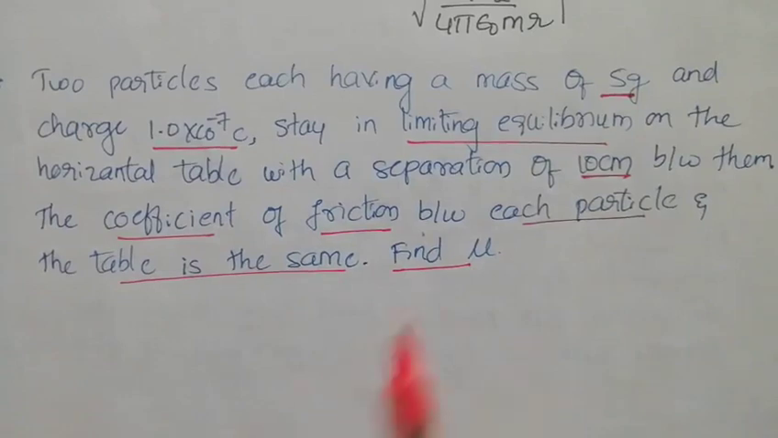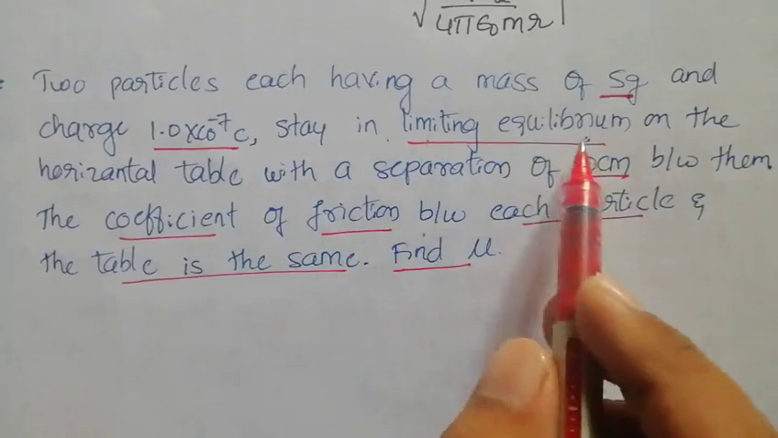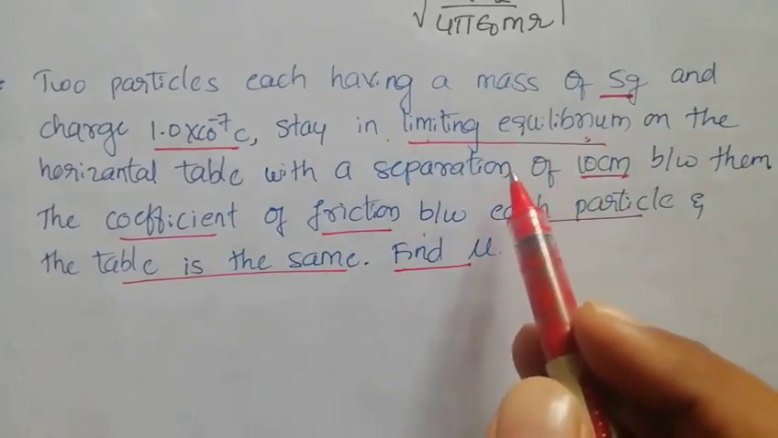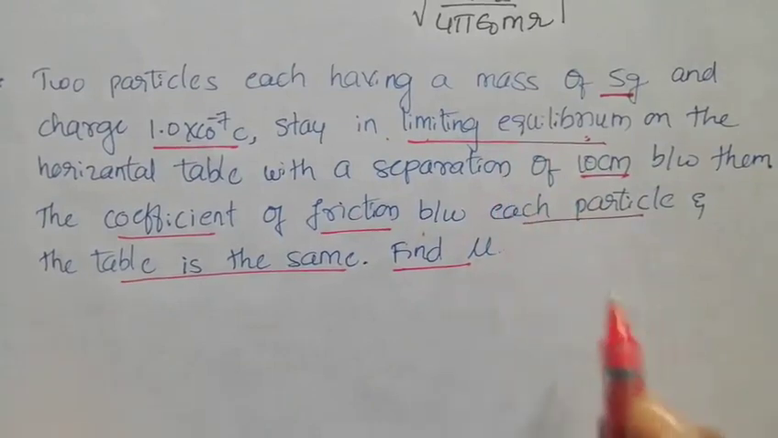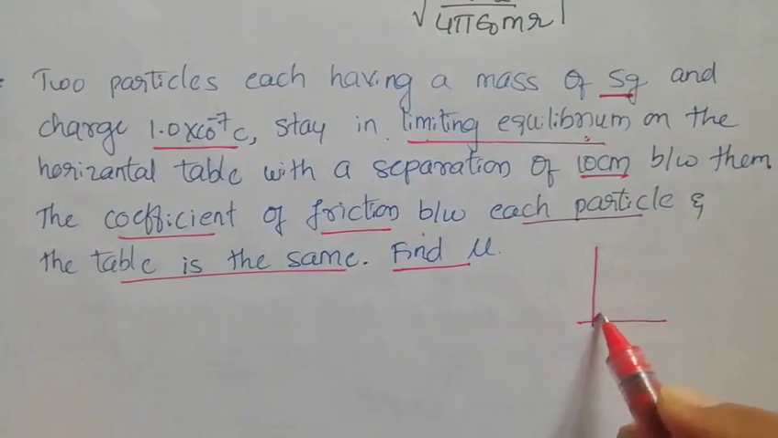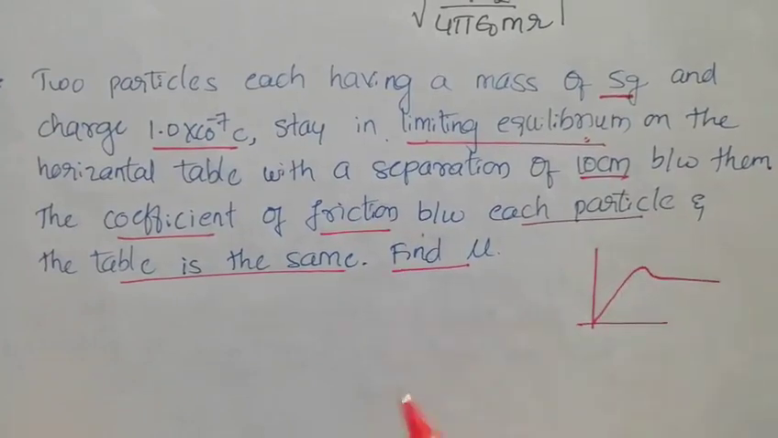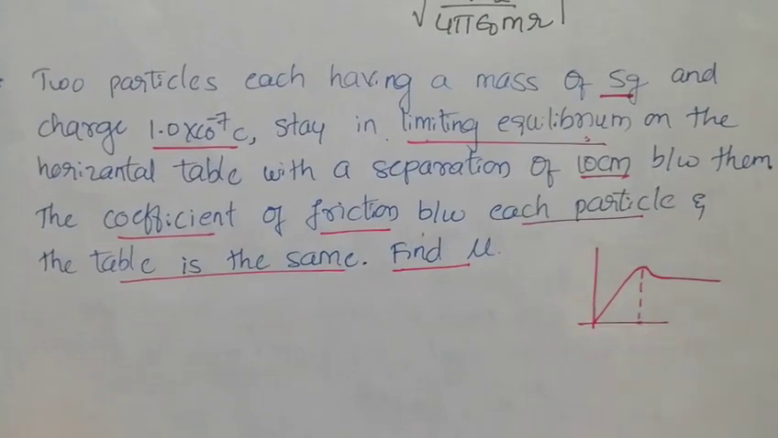What type of equilibrium are they in? Limiting equilibrium, which means there is a maximum force acting. If you proceed beyond the maximum, they start moving. If you draw a graph for that, you will get a graph like this, which you have already studied in the first year. This point is what we call the maximum limiting force of friction.